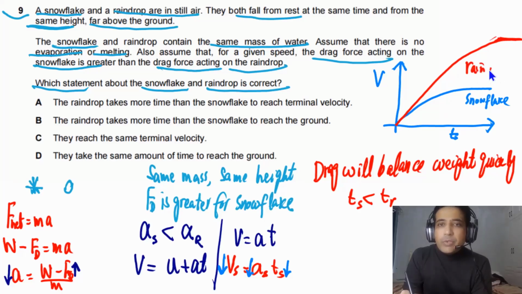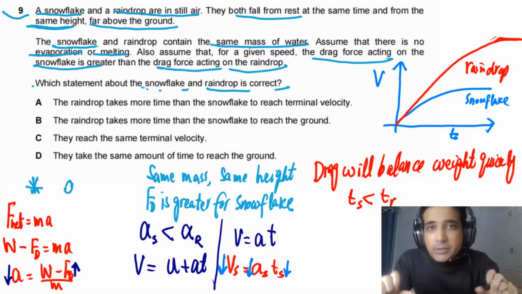Acceleration of raindrop greater because this gradient has to be higher than the snowflake and it will take longer time, so it will reach higher terminal velocity. I hope this one is clear. So now you need to use this understanding and you need to answer the question.